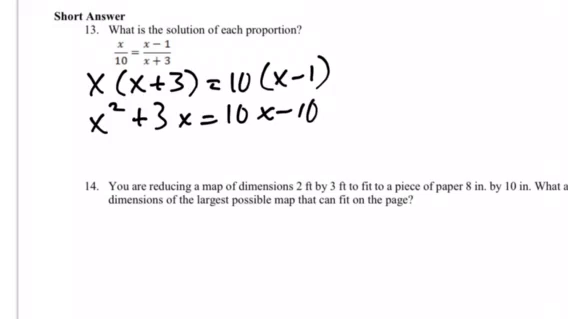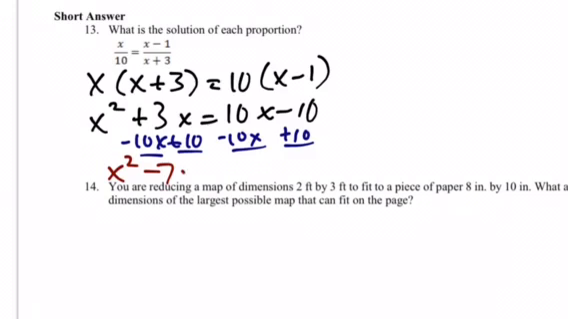Now this is quadratic, so we'd want to get everything on the same side, so really we're looking at subtracting the 10x and adding the 10 to both sides. Let's see, so we end up with x squared minus 7x plus 10 equals 0. Now, if you want, you can use the quadratic formula on this. You can also factor it. With the x squared, it's not too bad.